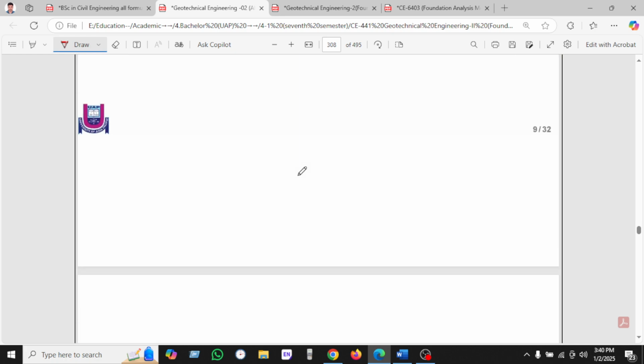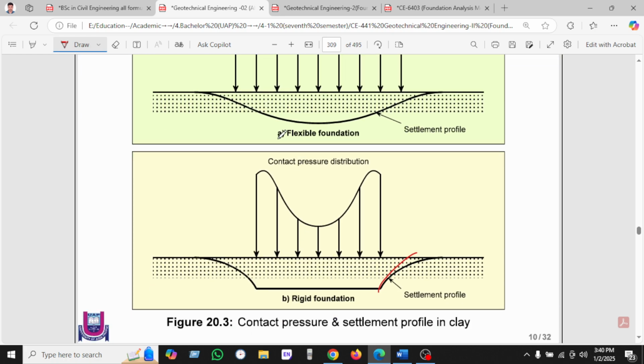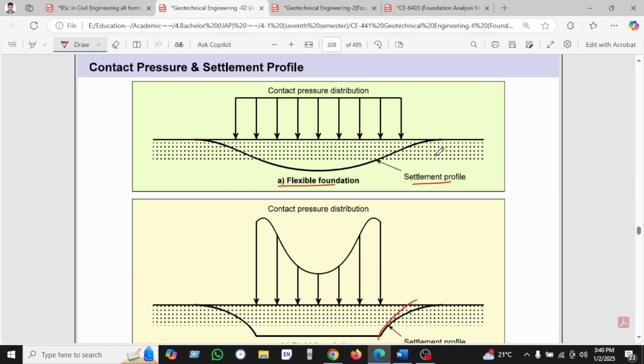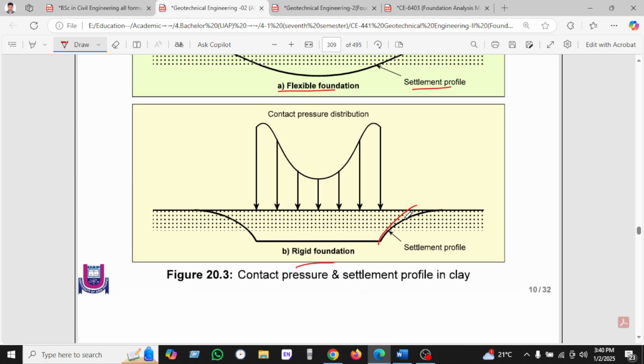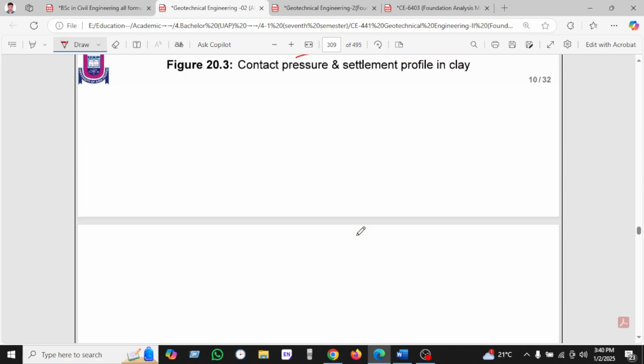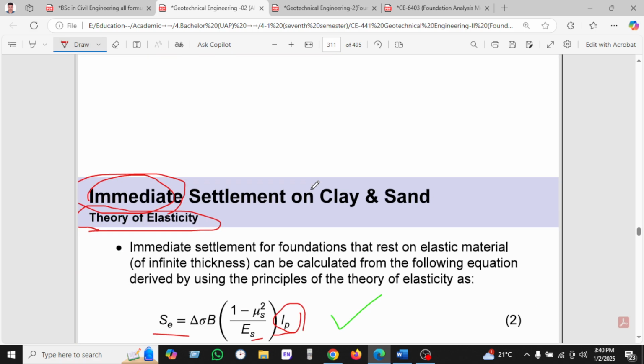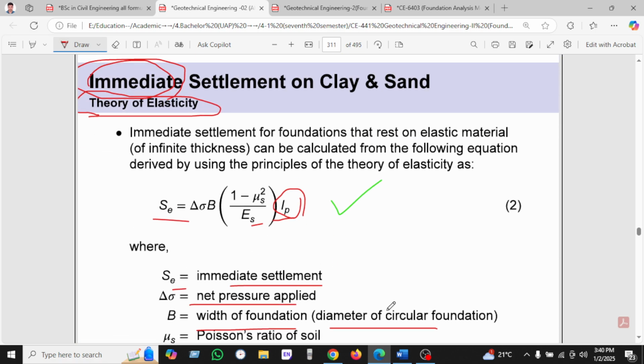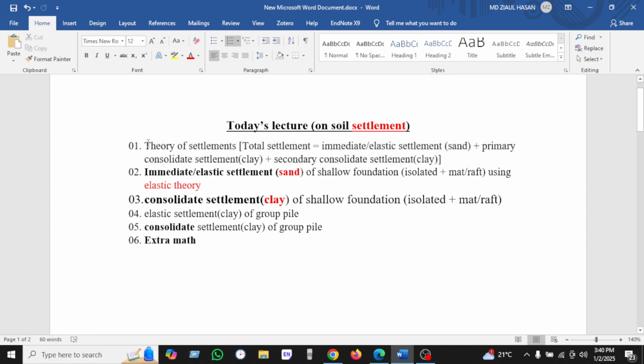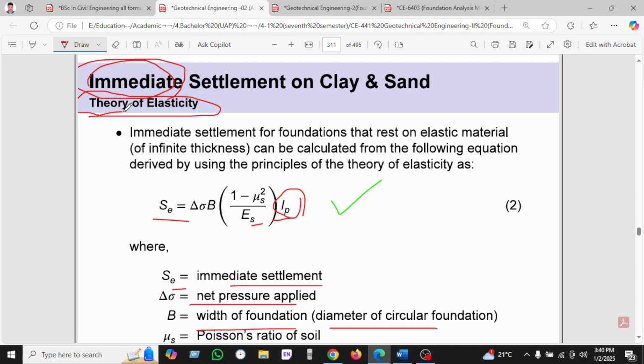Here are some definitions of immediate settlement. For a flexible foundation, the settlement curve will be like this. For a rigid foundation, the settlement curve will be like this. So now the theory part has ended. Now we'll see the immediate or elastic settlement of sand for a shallow foundation using the elastic theory method. This is the immediate settlement of clay and sand. We have been using the elastic theory method here.